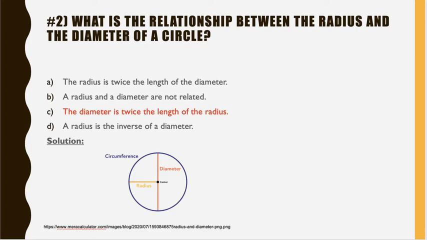The correct answer is choice C. The diameter is twice the length of the radius. Take a look at the diagram I have drawn here. I show a circle, and notice that from the center of the circle to any point on the circle, that distance is the radius. Notice that the radius would be half of the salmon reddish pink line, which is labeled diameter. So since radius is half of that line, half of the diameter, we can say that diameter is twice the length of the radius.